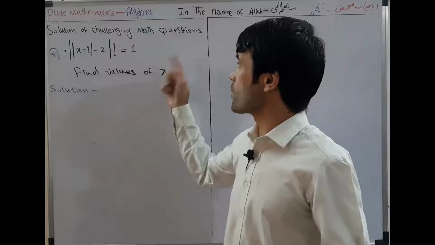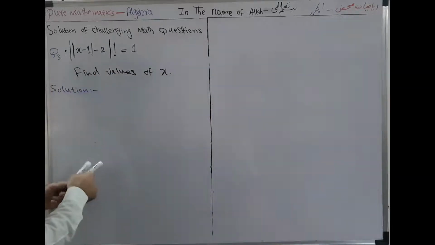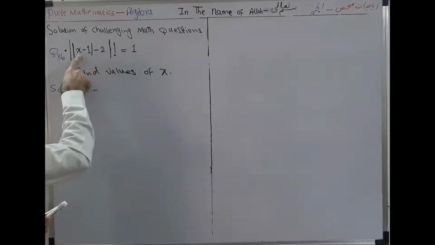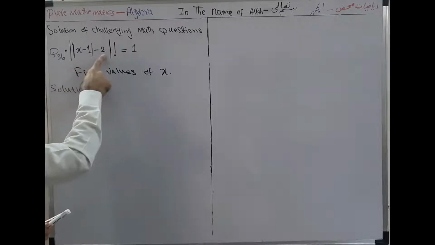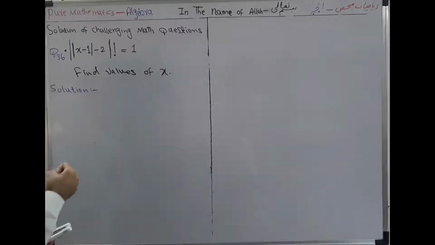It is solution of challenging math question 36. Here is a nice question: the absolute value of x minus 1, minus 2, whole factorial, is equal to 1. Then find the value of x. We want to solve this equation.